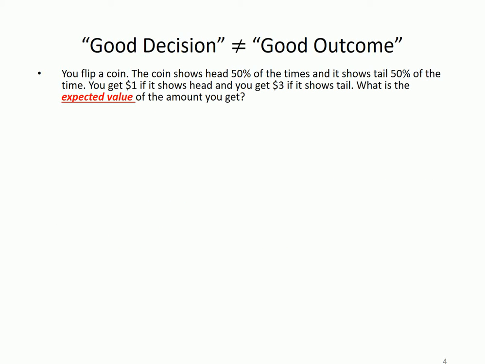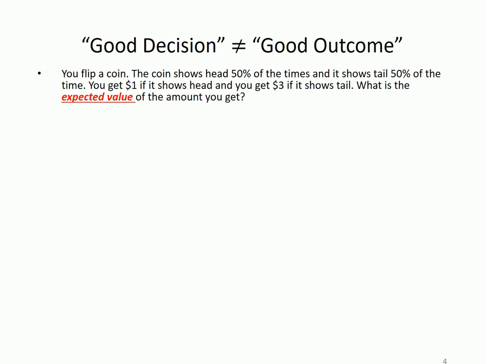Now let me give you an example. Let's say you're flipping a coin. The coin shows head and tail with equal likelihood. You get $1 if it shows head, and you get $3 if it shows tail. Question is, what is the expected value of the amount you would get from tossing this coin?